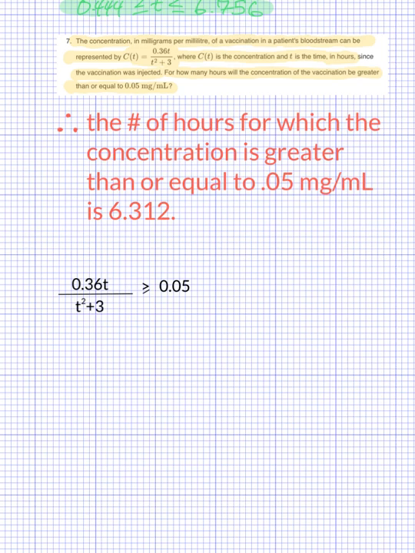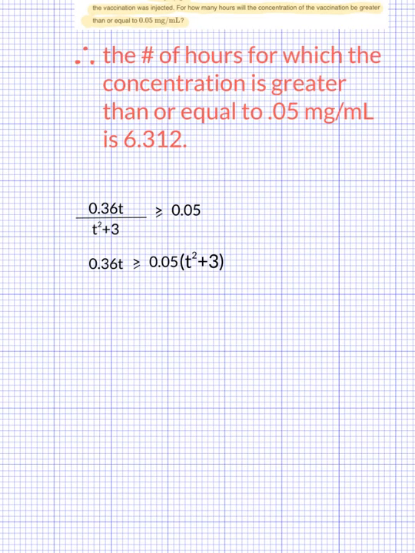But in this case, t squared plus 3, I guarantee you will always be positive. It's impossible for it to be negative because t squared can't be negative. Add 3, it just can't be negative. So we actually have no problem to go ahead and just multiply both sides by t squared plus 3, and we'll get 0.36t greater or equal to 0.05 times t squared plus 3. Bring everything to the left. Notice I had to multiply the 0.05 by t squared and by plus 3, and then I brought them to the left, and it became negative 0.05 t squared and negative 0.15. And put it all in order.